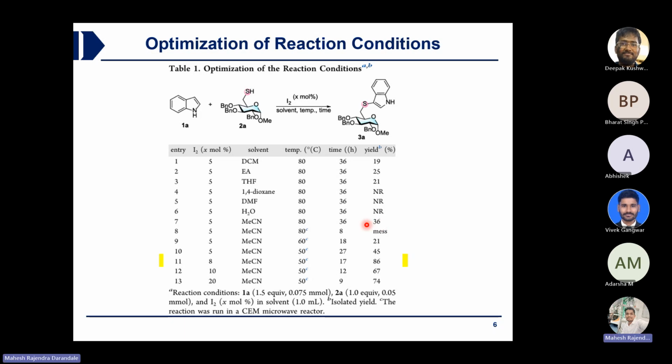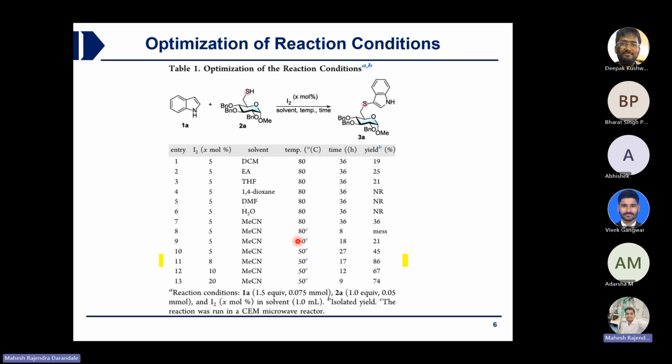Now they kept acetonitrile as a constant solvent and varied the other conditions. They tried this method in a microwave reactor. In the microwave reactor, within 8 hours, both the starting materials were decomposed. So again they decreased the temperature to 60 degrees Celsius, and they got some 21% yield.